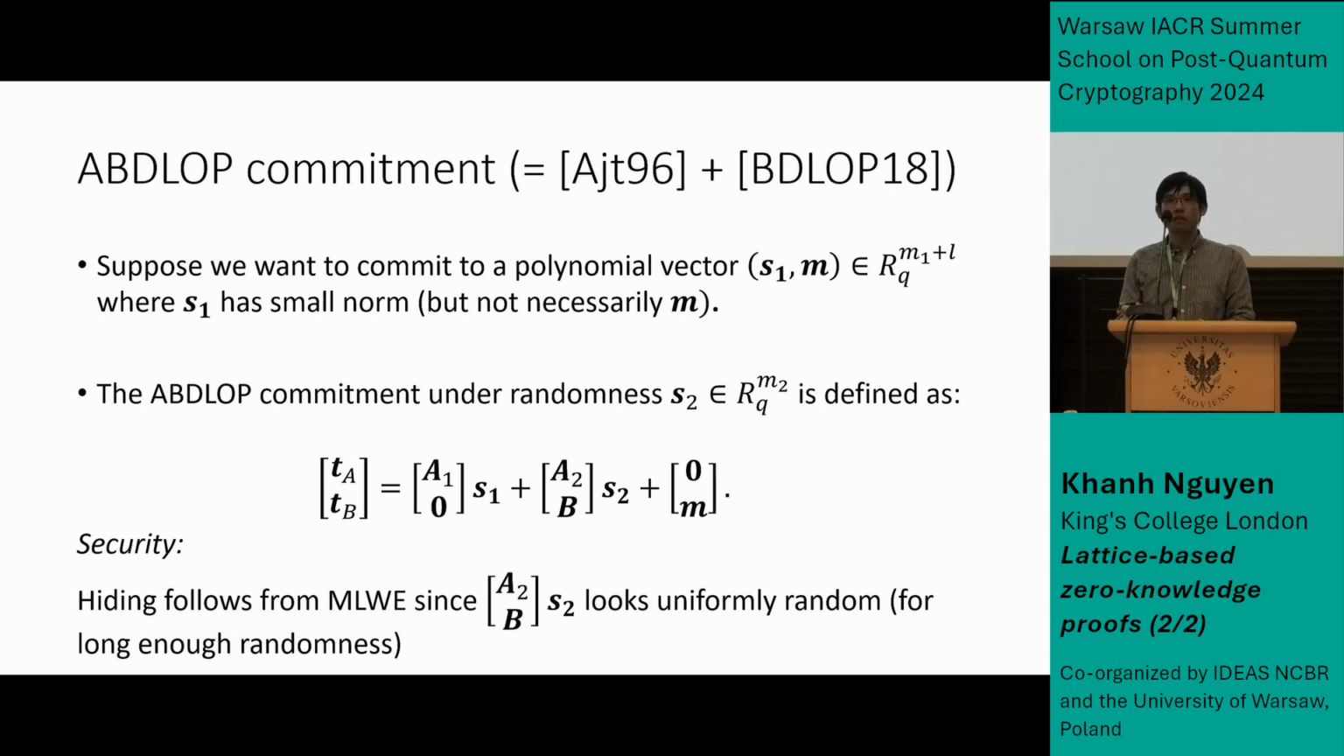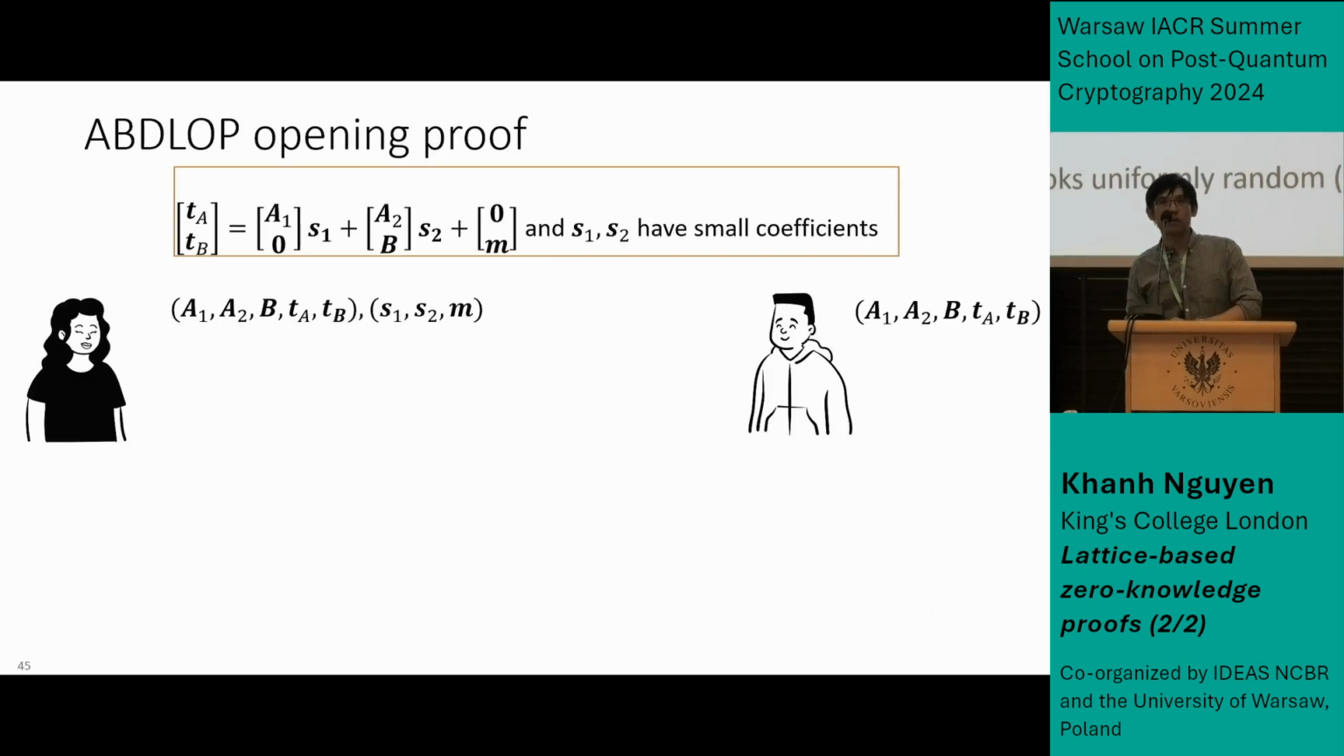Yes, we have a question. So what is the randomness for the commitment? The B, or which parts are the randomness? So the randomness is S2. Okay, so S2 has to be long enough that A2, B, S2 looks pseudo-random. So these A1, A2, and B were part of some public parameters. Right. Just recalling. Okay, thank you.